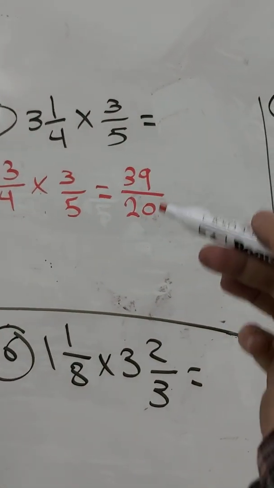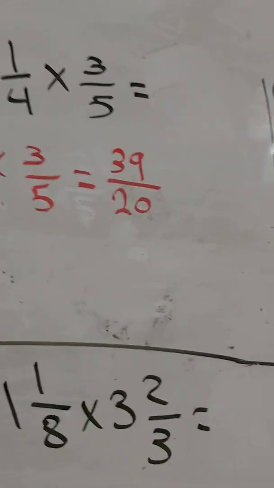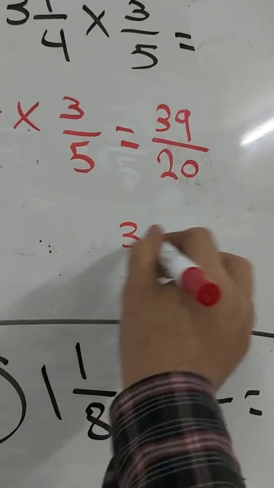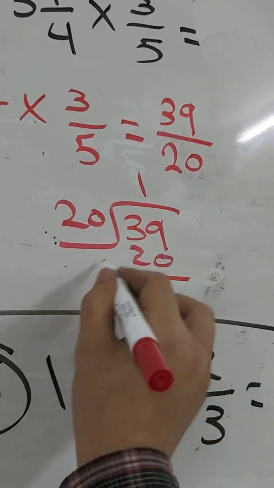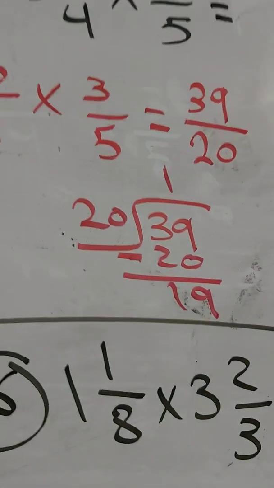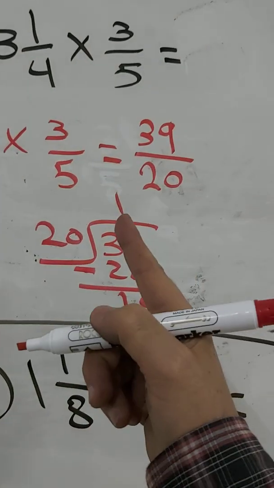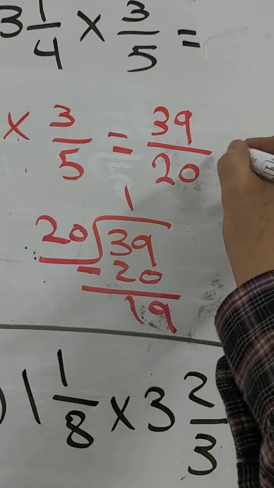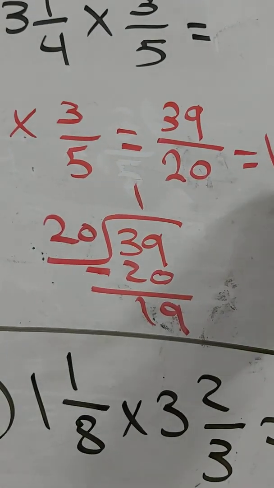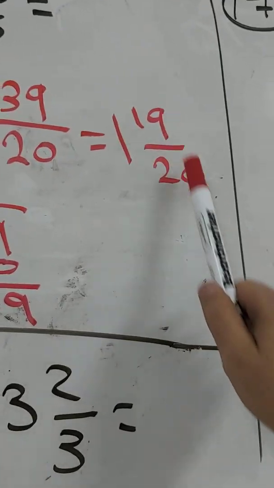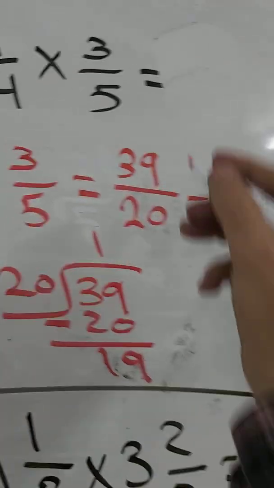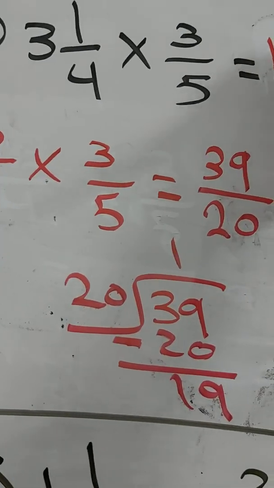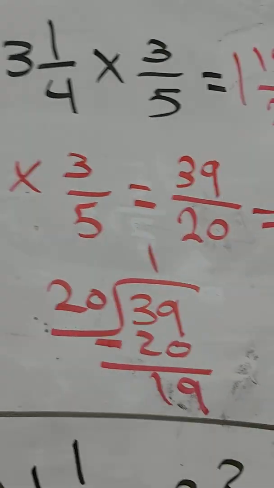Now, if up is more than down in the fractions, we always do long division. 39 divided by 20. It is 1, 20, subtract 19. So the answer is 1 and 19 over 20. Now the 19 over 20 is already simplified. So this is the final answer, 1 and 19 over 20.